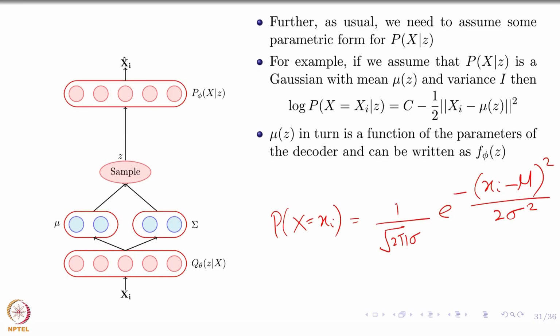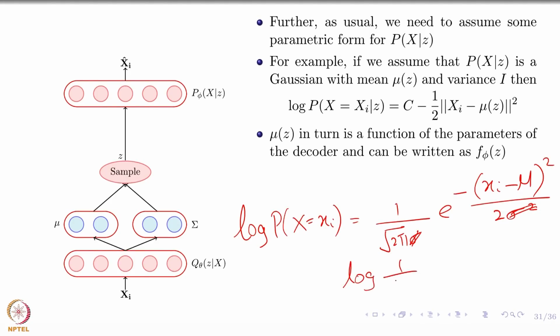Now, in fact, should I just work with the univariate case? Okay, now what did I assume about the variance? Unit variance, right? So this goes off. Okay? So this is P of x equal to xi. Now if I take the log of this, what will I get?